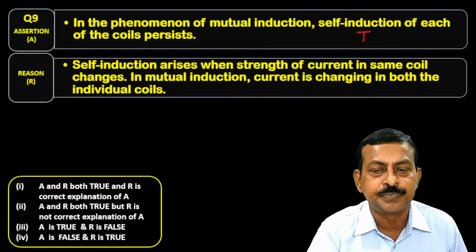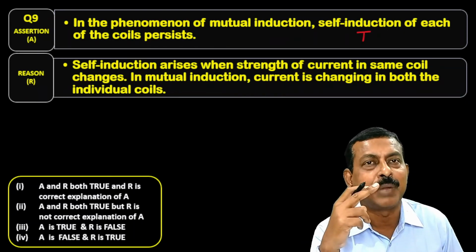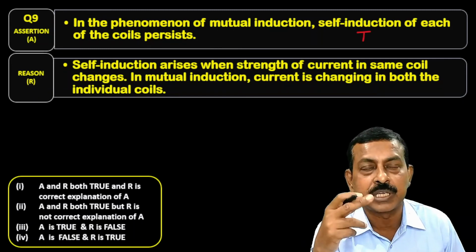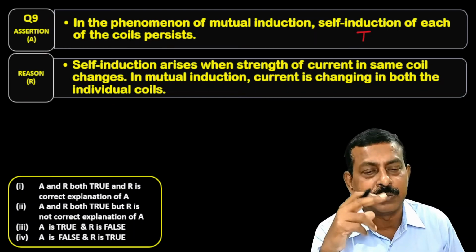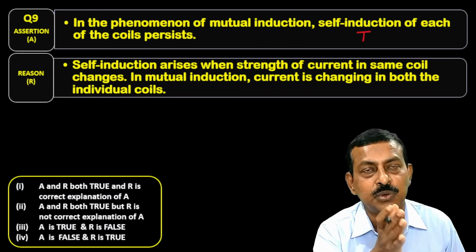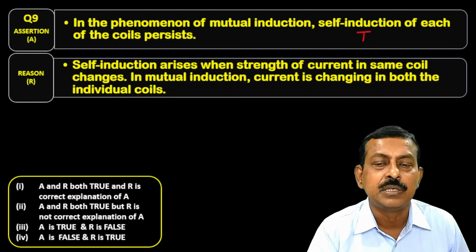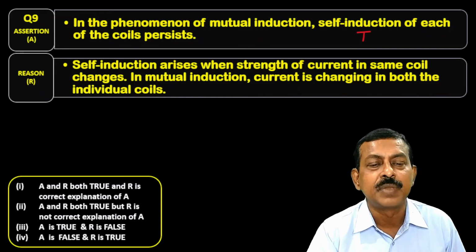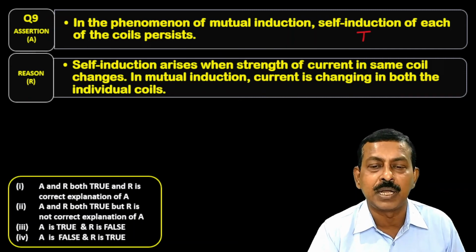This is true because the magnetic flux linked with one will cause a change of magnetic flux associated with the second coil, and there will be induced current developed. And if the current linked with the second one is changing, it will also associate a magnetic flux linking with the first one. So this is correct, so this is true. And self-inductance arises when the strength of the current in the same coil changes. In mutual inductance, the current is changing in both the individual coils.